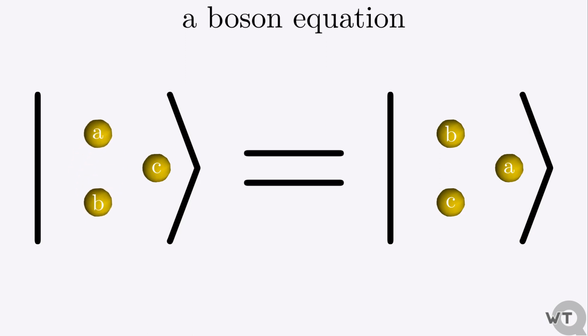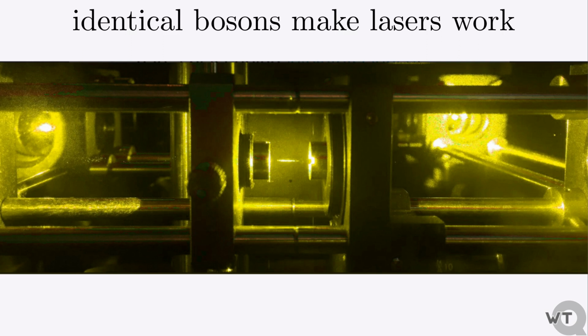You might ask, how do we know the bosons really are the same? Maybe it is like the cherries, and we just didn't look close enough. This is a good question. If we didn't have identical bosons, then lasers just would not work. But this is a story for another time.